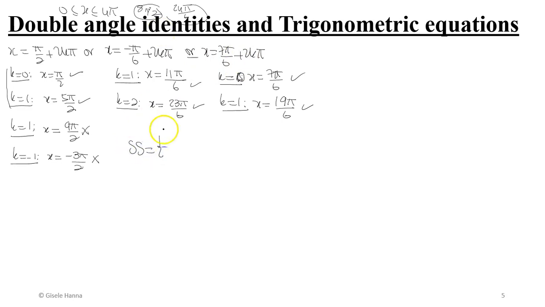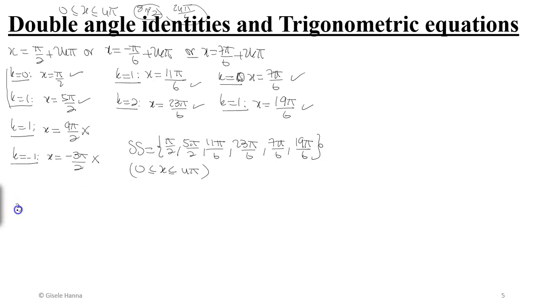So the solution set of the equation in part 2 would actually contain pi over 2, 5 pi over 2, 11 pi over 6, 23 pi over 6, 7 pi over 6, and 19 pi over 6. Of course, this is the solution set for x between 0 and 4 pi. If I do change this domain for x, the solution set would change.